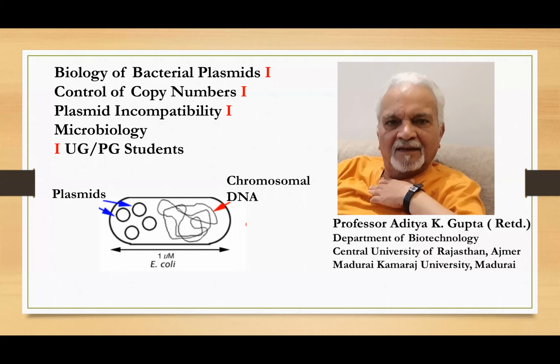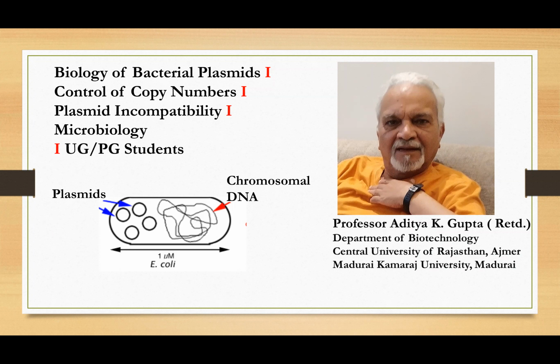Hello and welcome. In this session, I'm going to discuss two aspects of bacterial plasmids. That is, how plasmids maintain their number in a cell generation after generation. And secondly, what is plasmid incompatibility?